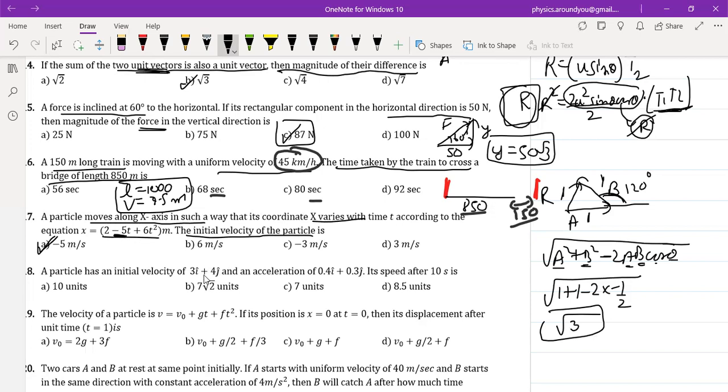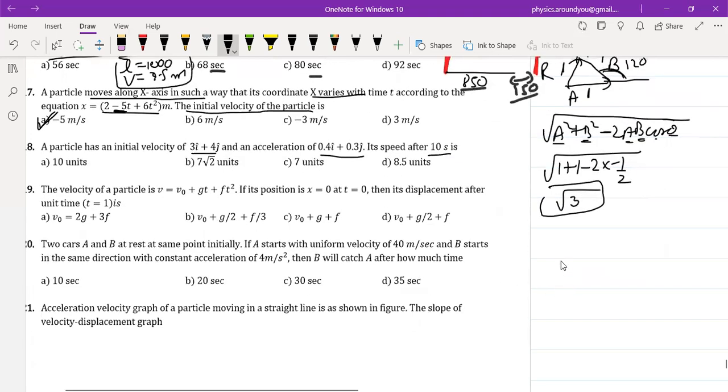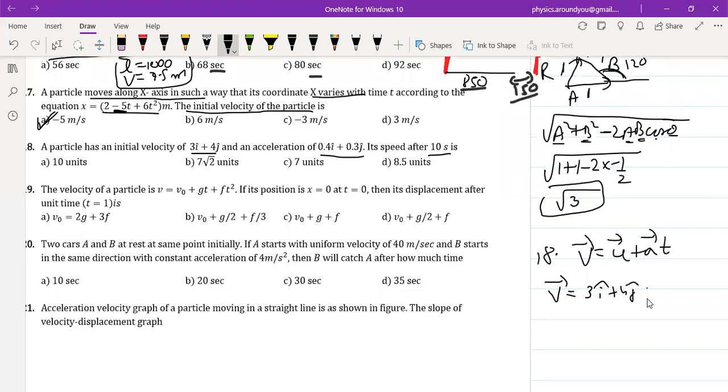A particle has initial velocity of 3i plus 4j. Acceleration is 0.4i plus 0.3j. What is the speed after 10 seconds? Well, here is where a slight improvisation is needed in question number 18. For 18, we all are familiar with v equal to u plus at. What I do is I will simply convert everything to vectors. So final velocity vector is initial velocity vector, which is 3i plus 4j, plus acceleration vector, which is 0.4i plus 0.3j, and I multiply it with 10.